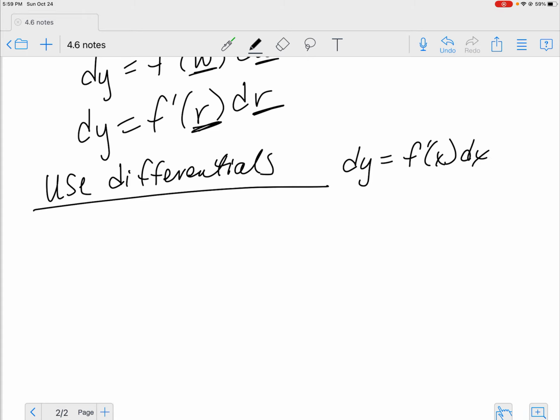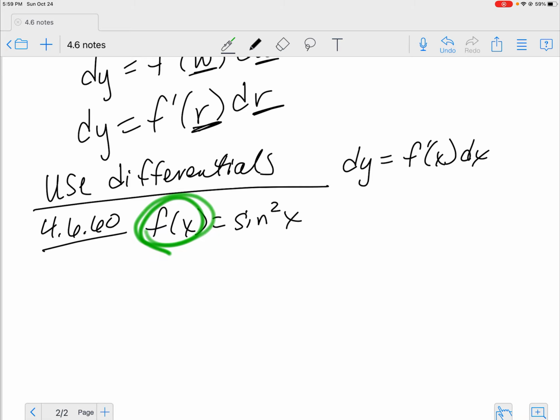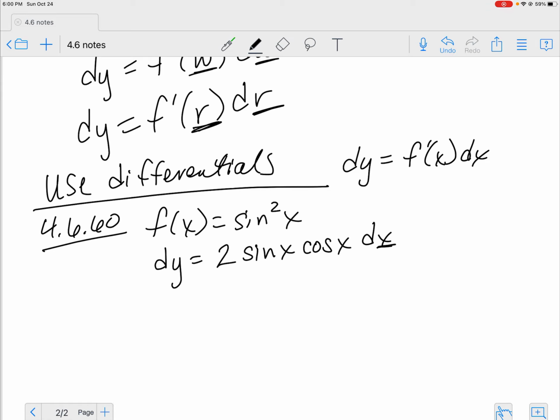Applying these differentials, we're going to use these differentials. So here's number 4.6.60. If I have f of x is equal to sine squared x. So I'm given just a regular function, but I'm going to take the derivative and then put this dx at the end, right? So dy here is equal to, and this is a chain rule, bring the 2 in front, keep the guts of sine, multiply by the derivative of the inside, and we know the derivative of sine is cosine. And then you put the dx on the end because x matches my variables.